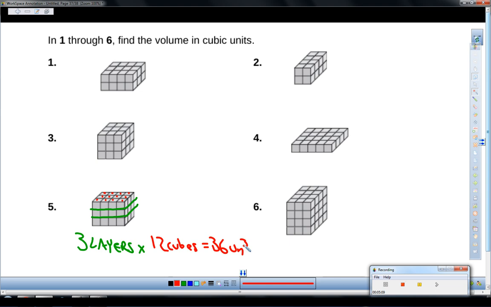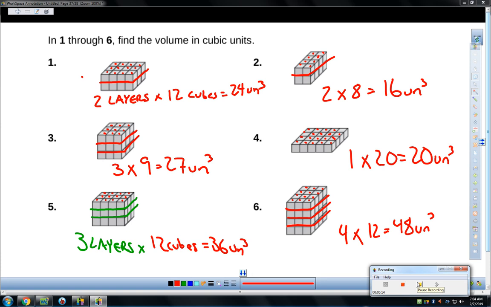Pause it and see if you can figure out the volumes in the rest of them. So there I've broken each box up. I have the number of layers times the number of cubes, and then that gives us the volume.